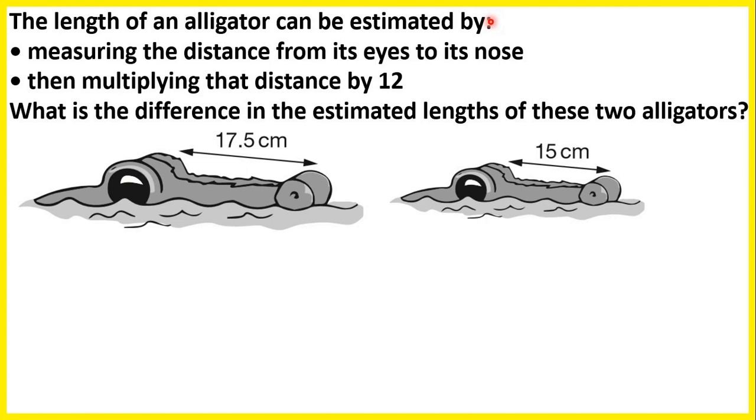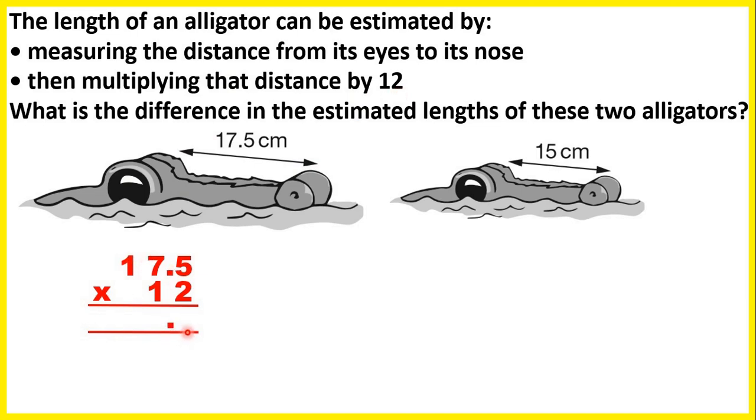The length of an alligator can be estimated by measuring the distance from its eyes to its nose, then multiplying that distance by 12. What is the difference in the estimated lengths of these 2 alligators? So for the first alligator, the distance from its eyes to its nose is 17.5. So to estimate the length of this alligator, we can multiply 17.5 by 12.